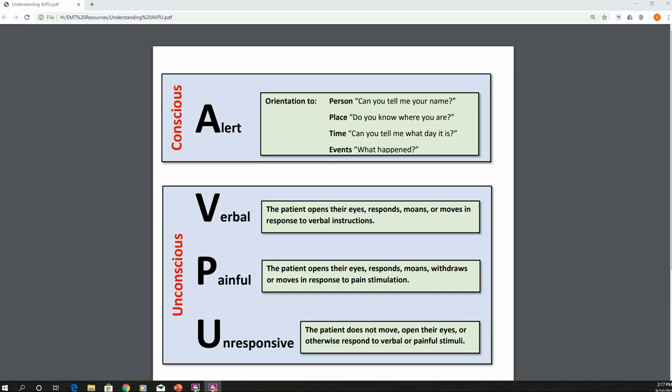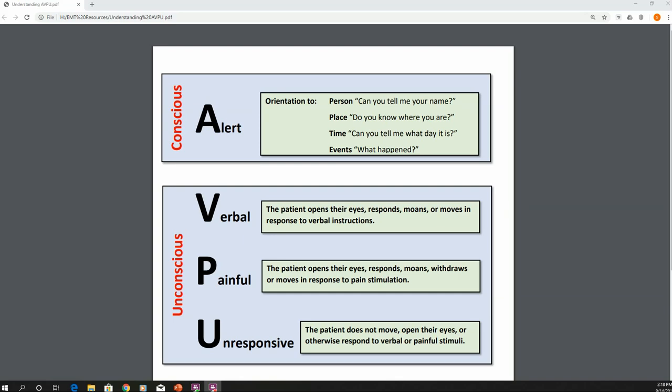And these are things that we'll practice in class. Maybe you could press over the eyebrow. There are some humane ways to inflict a pain response without actually harming your patient. And if they're unconscious and you inflict that pain response and they open their eyes, moan, move, groan, something like that, we would say that they are unconscious but responsive to pain.